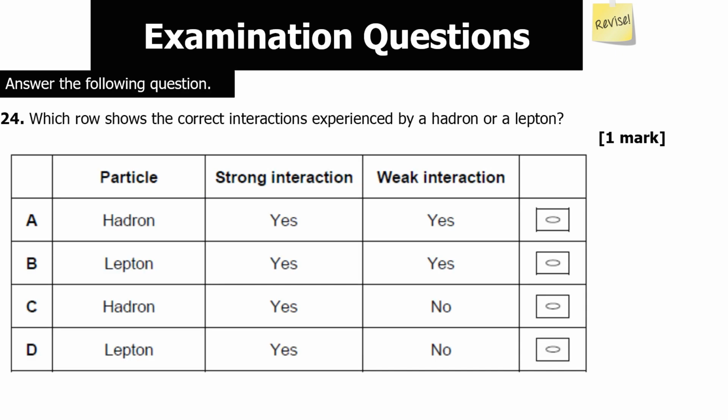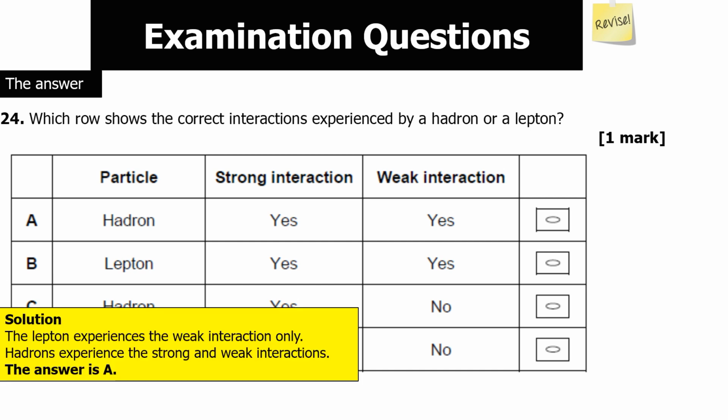The next question says, which row shows the correct interactions experienced by a hadron or a lepton? So pause the video now, then unpause the video when you want to go through your answer. Right, so how do you answer this question? Well, you've got to be aware that a lepton experiences the weak interaction only, that is just a fact, whilst hadrons experience the strong interaction because they are made from quarks, and also the weak interaction because everything experiences the weak interaction. So the correct line to use is A.